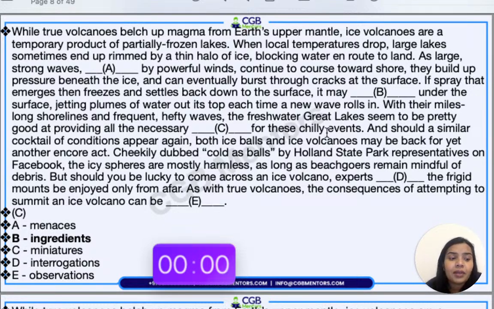आगे बढ़ते हैं, क्या हो रहा है यहाँ पे. We get to see that with their mile-long shorelines, freshwater Great Lakes seem to be pretty good at providing all necessary dash for chilly winds. Ingredients, it's not just about a recipe जिसमें हमें ingredients का use करना हो, but ingredients related to something जो कि छोटे छोटे पार्ट्स हैं मिलकर एक बड़ी चीज को birth करेंगे. तो ingredients यहाँ पर उस context में सही आंसर था. In other words, if we see, miniatures are smaller size examples and dummy of something.